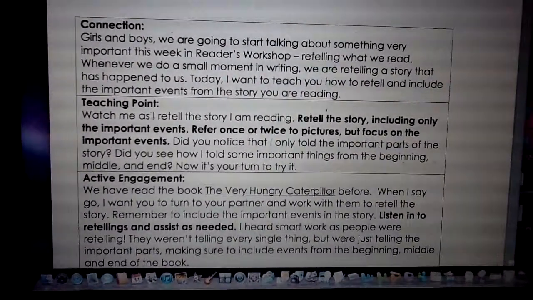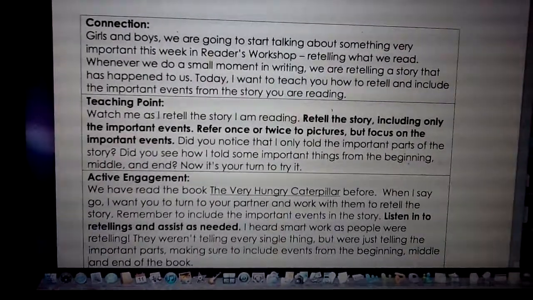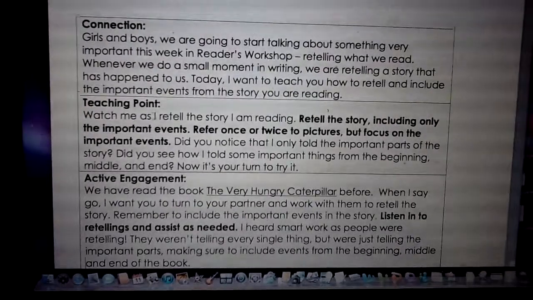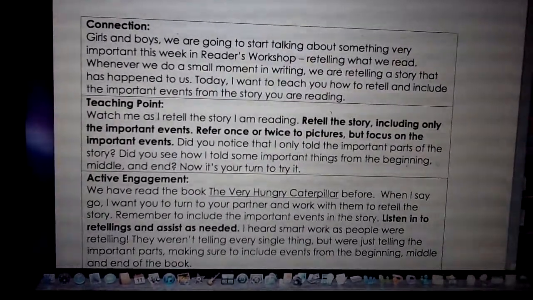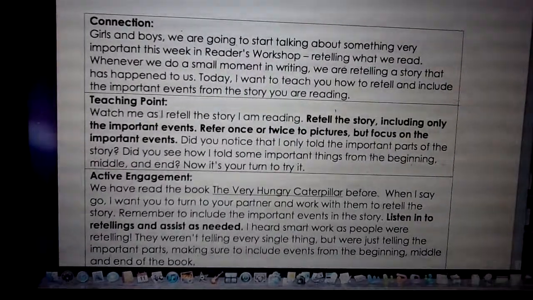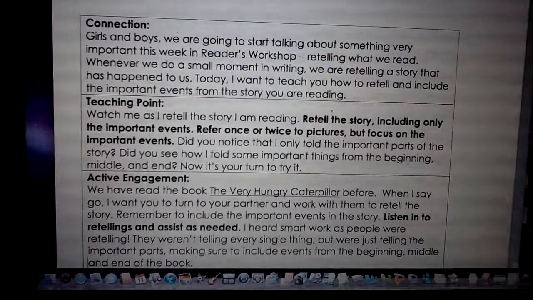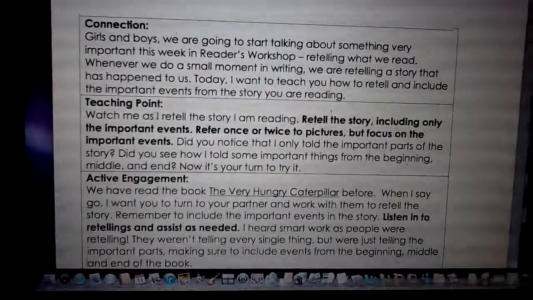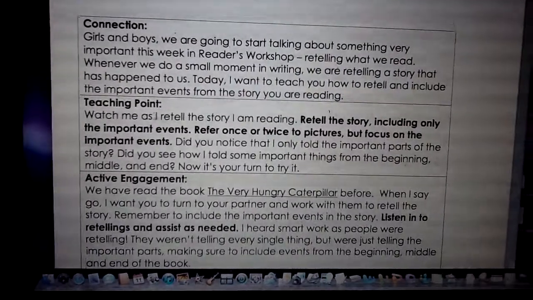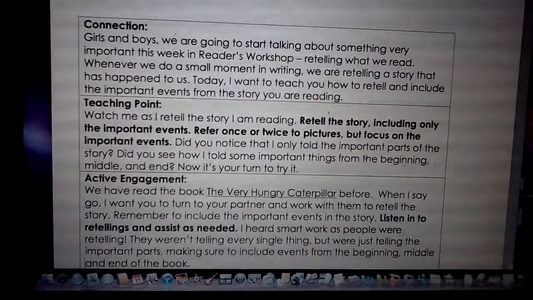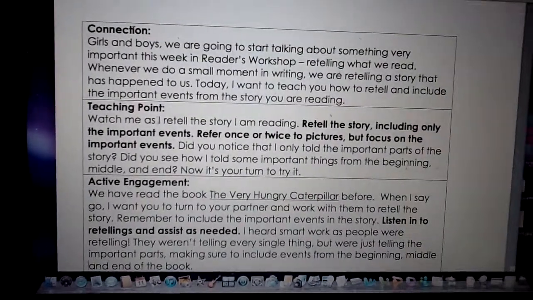Watch me as I retell the story I am reading. Now, during this time, I will be looking at a book and retelling the story, including only the important events for the students. I'll be referring once or twice to pictures, but I'll be focusing on the important events. Then I'll ask students, did you notice that I only told the important parts of the story? Did you see how I told you some important things from the beginning, middle, and end? Now it's your turn to try.